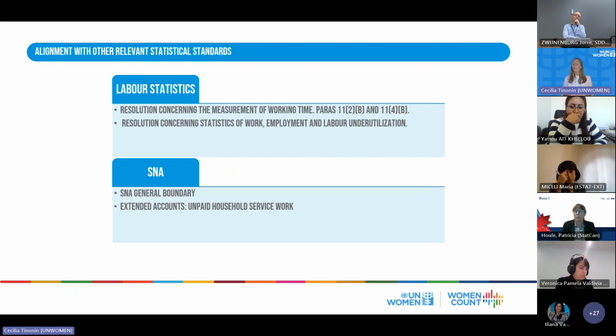standards, not only for the measurement of SDG 5.4.1, but, as we heard from the previous presenter, also in the broader conceptualization of care work. These are the resolution concerning the measurement of working time, as well as the resolution concerning statistics of work, employment, and labor underutilization. The main principle that guided the discussion in the group was that supervisory care is recognized as a productive activity, and as such it falls under the SNA general boundary.